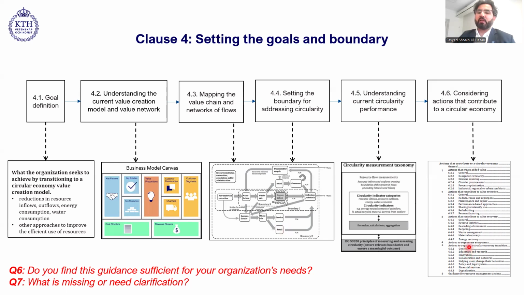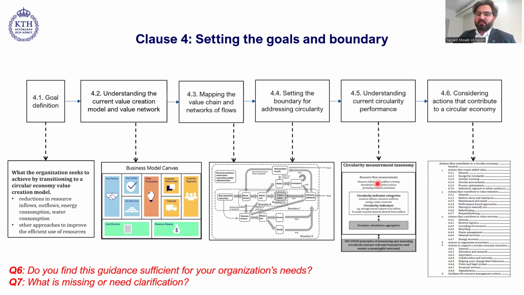It's the core content of this standard, that we have a list of actions categorized under, for example, I'm not sure if it is readable, but actions that create added value, actions that contribute to value retention, actions that contribute to value recovery. So we have categorized different actions under different categories, and companies can choose which action to consider.